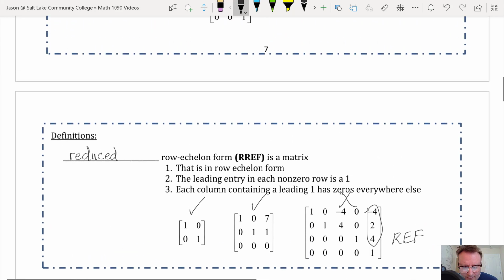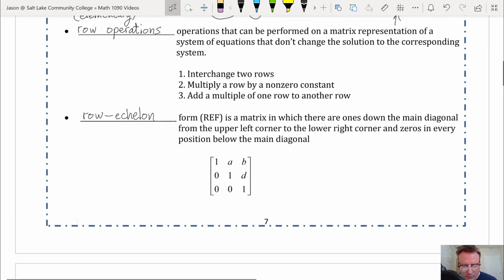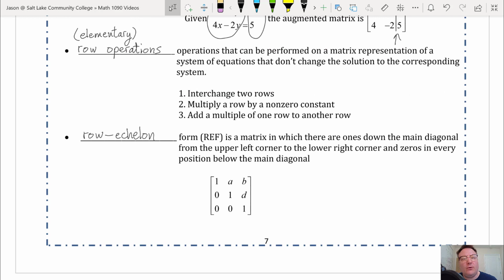The significance of row echelon form, we'll see, is that when your matrix is in row echelon form, you can solve the system at that point. You can just use back substitution to solve for all of the variables. We'll see examples of this.